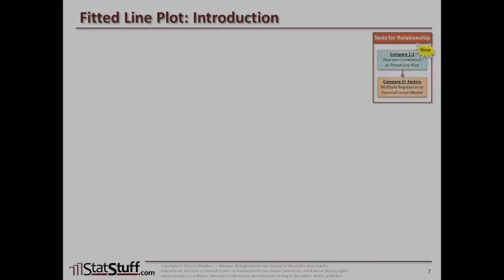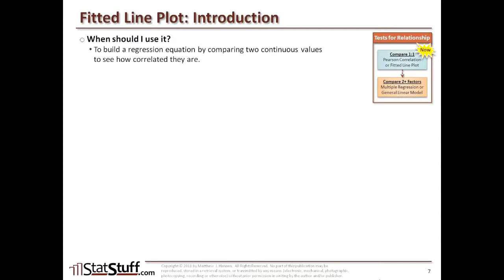Okay, now let's dig into the fitted line plot and how to run it from within Minitab. We would run the fitted line plot when we want to build a regression equation by comparing two continuous values to see how correlated they are. We want to give ourselves the result of an r-squared value, or r-squared adjusted. So how do we run this within Minitab?